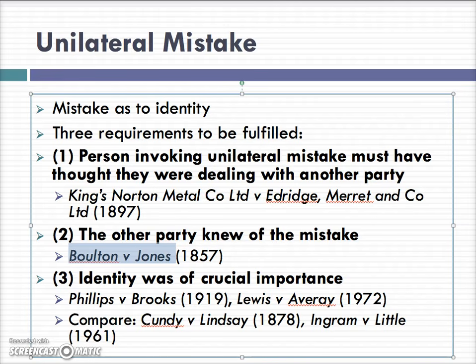It was argued that the jeweler had made a unilateral mistake as to the identity of the person they were dealing with. However, the court held that although there was a mistake in the sense that the jeweler thought he was dealing with someone else, and although the crook obviously knew of this mistake, the identity of that someone else was not of crucial importance.